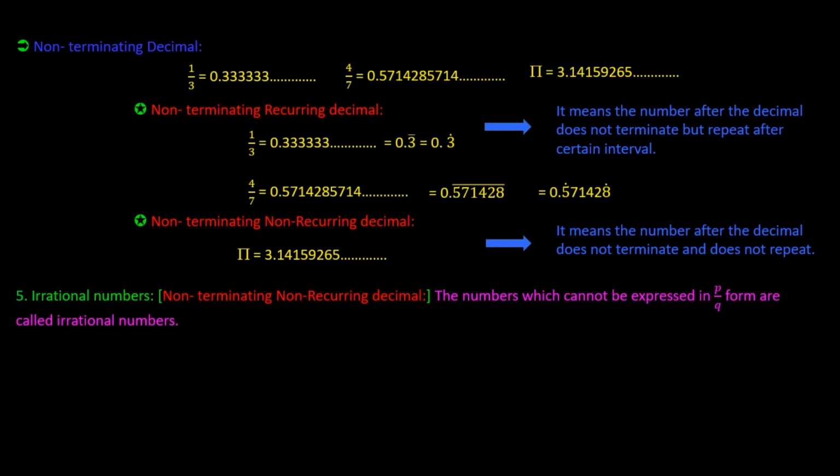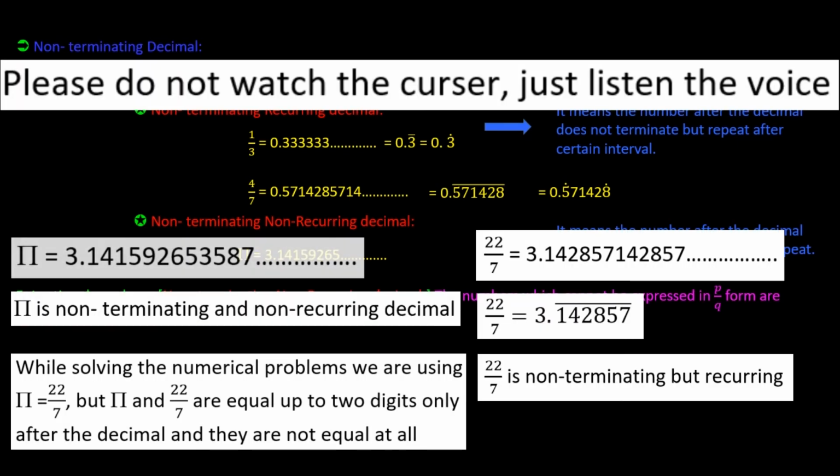22 by 7 is a rational number, but pi is not a rational number. So don't be confused between 22 by 7 and pi. Here pi equals 3.14159265 and so on.